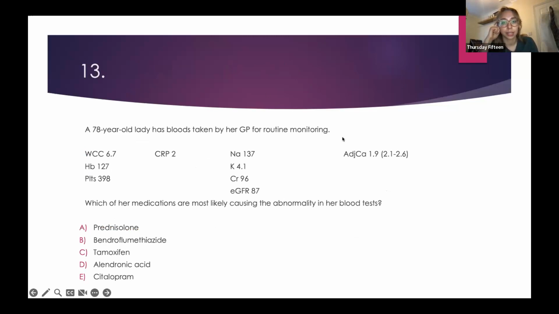Okay, question 13. So this question is about a lady with a medication side effect. She's come in, she's had some bloods, everything's fine, but she's got a slightly low calcium. Which one is causing the low calcium?